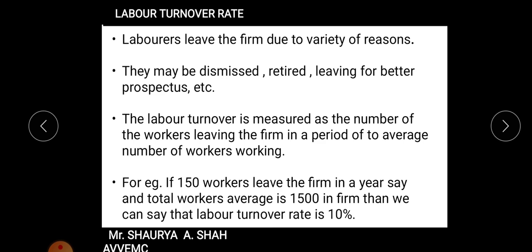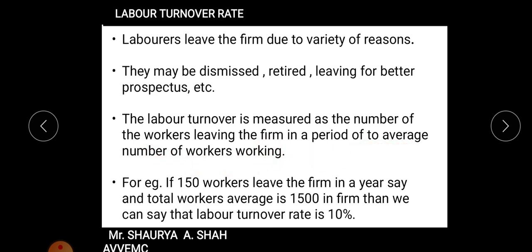Labor turnover is measured as the number of workers leaving the firm in a period, compared to the average number of workers working, right? The time period may be 1 year, maybe 6 months, maybe 4 months, maybe a month, or maybe a week. That completely depends upon the policy of the company. So what is labor turnover? Labor turnover is the number of persons leaving the firm compared to the average number of workers working, right?